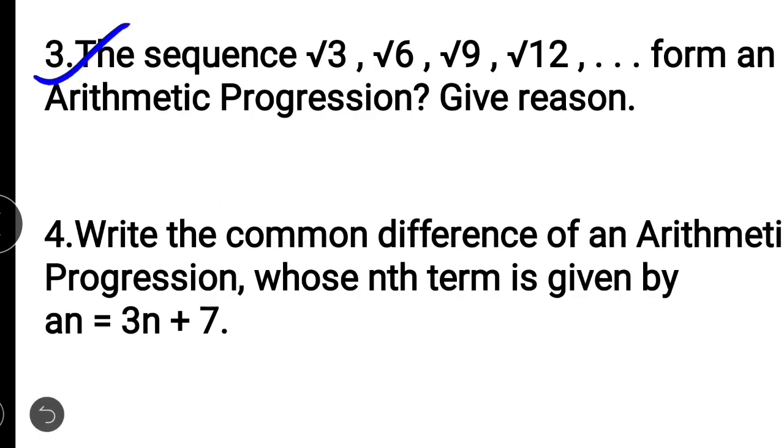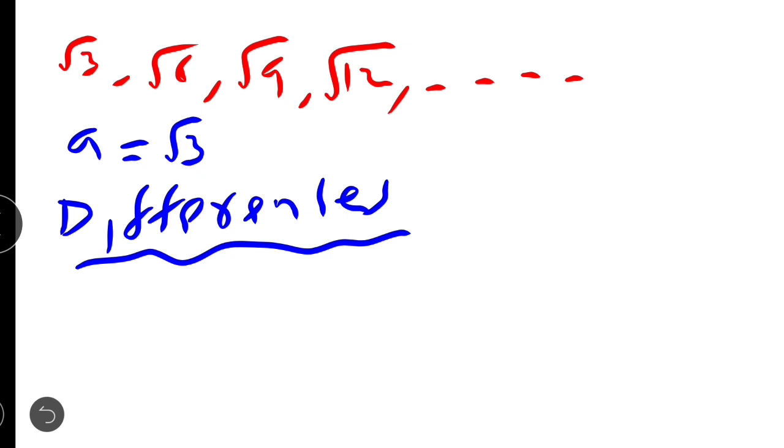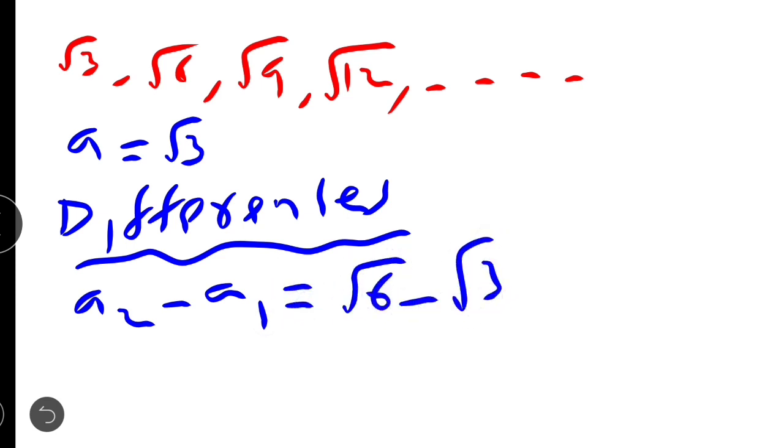Next, third question, the sequence root 3, root 6, root 9, root 12, and so on, form an arithmetic progression, give reason. Let's find the differences. The first difference is A2 minus A1. A2 value root 6 minus root 3. Here 6 and 3 are both not perfect square numbers, so we cannot simplify them, so they are irrational numbers. So root 6 minus root 3 equals root 6 minus root 3 itself.